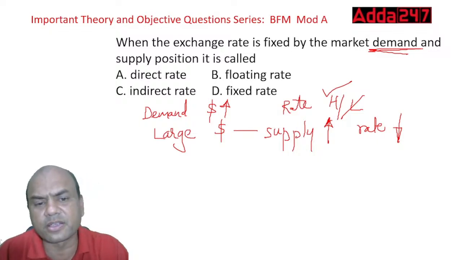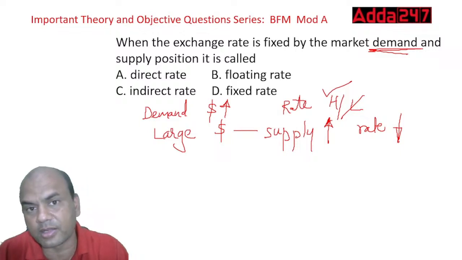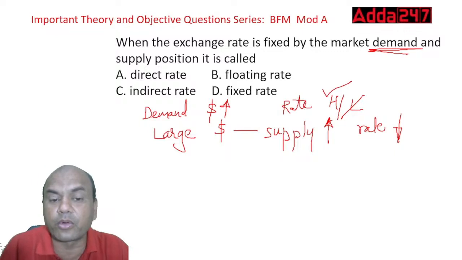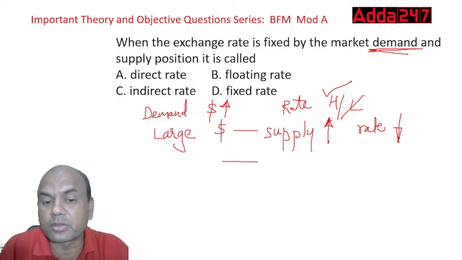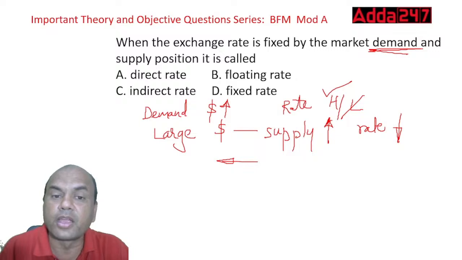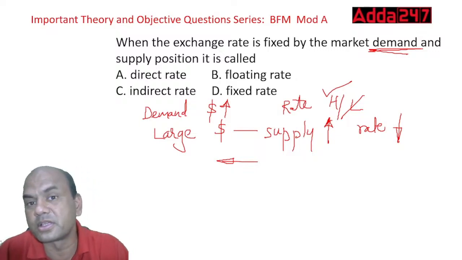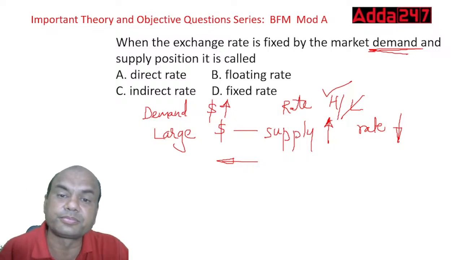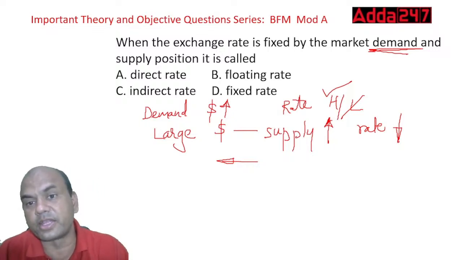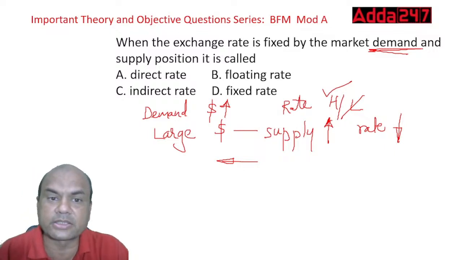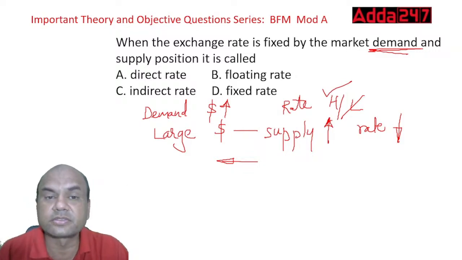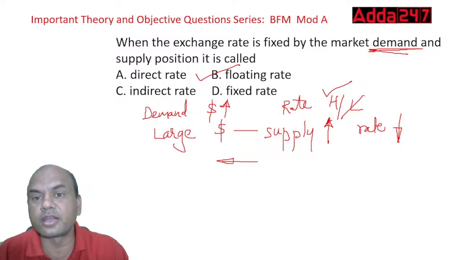And vice versa. If the dollars go out of the country, if all the investors are moving out of the country, then there is less supply of dollars in this country. Then the rate will go up. So what is this called actually? Whenever it's decided by this demand and supply position, it is called what? Direct, floating, indirect or fixed rate. It is called floating rate. Correct?